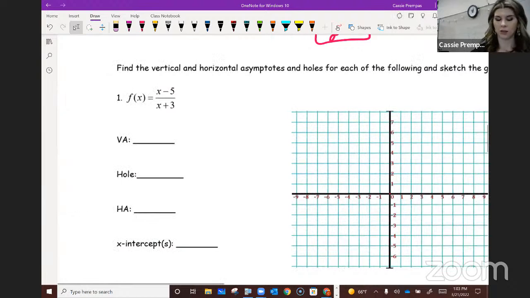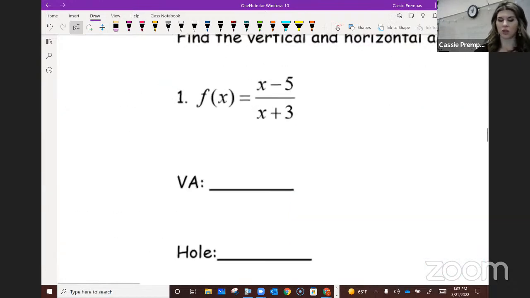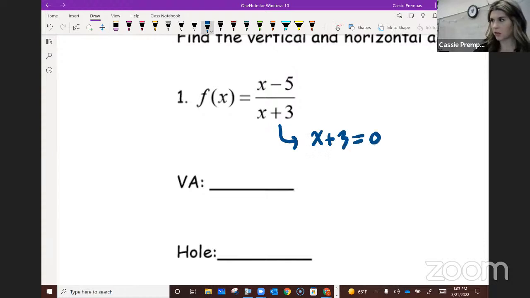All right, first things first. You will want to set the denominator equal to 0 and then solve. So if I set x plus 3 equal to 0 and I solve, subtract 3, I'll get x is equal to -3. Is that a vertical asymptote or a hole? Vertical asymptote. Awesome. How do you know it's a vertical asymptote? Awesome. It doesn't cancel. It stays put.